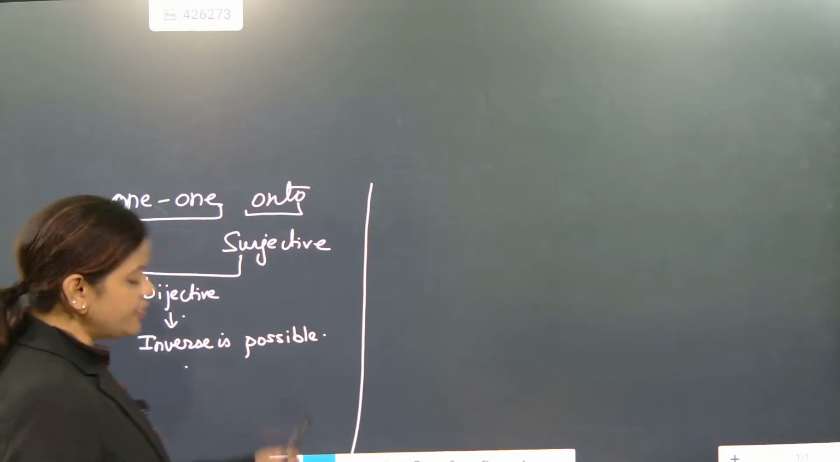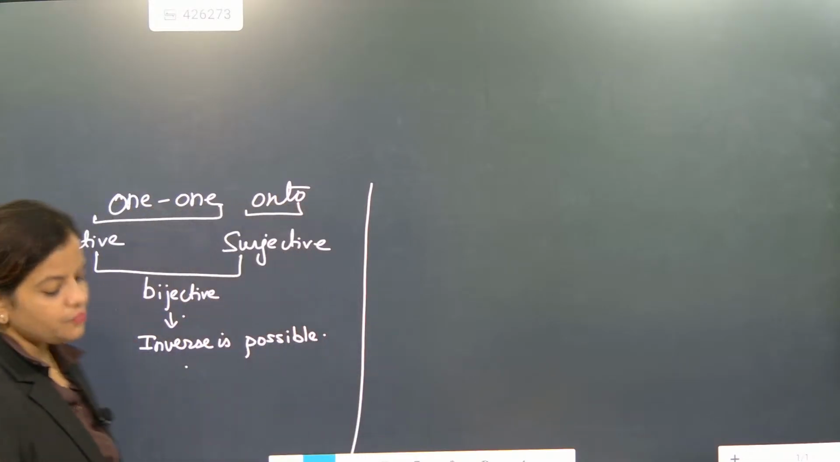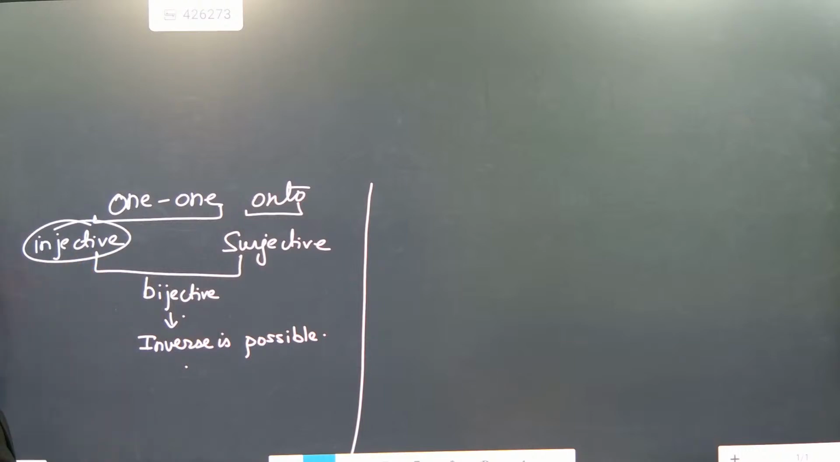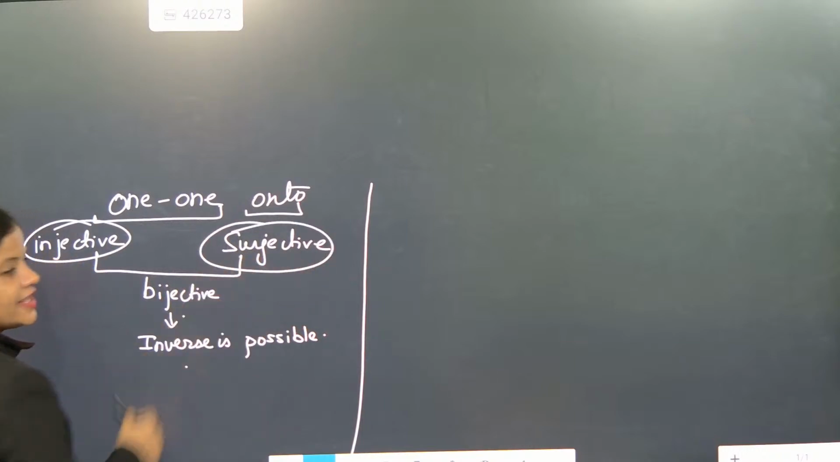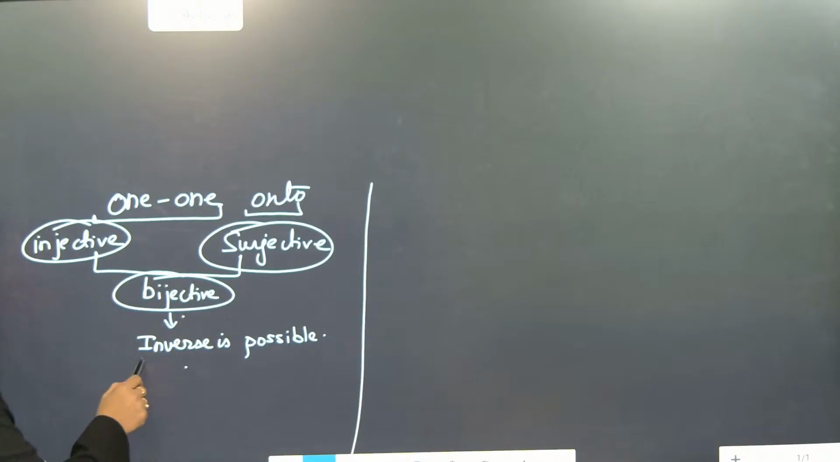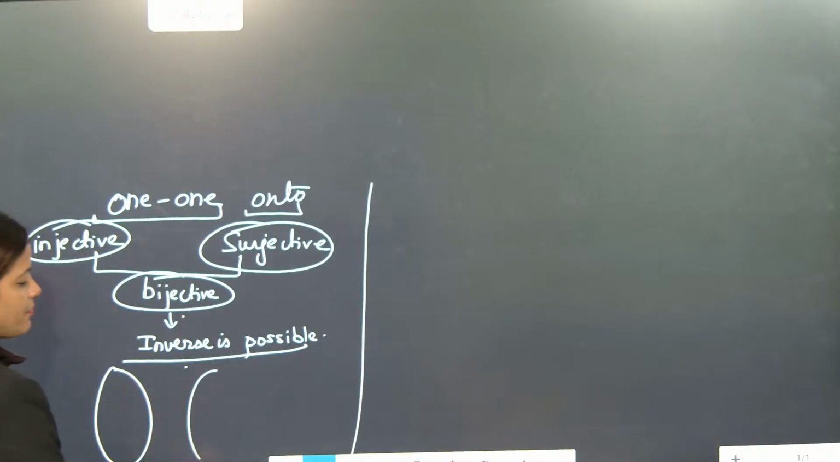This is called inverse is possible. This is the most important part. 1-1 onto. 1-1 is called injective. Onto is called surjective. Together is called bijective. And its inverse is possible. How is it? Look here. Example we will do. In this bijective function, if it is A, B, C, and this is D, E, F, you see.